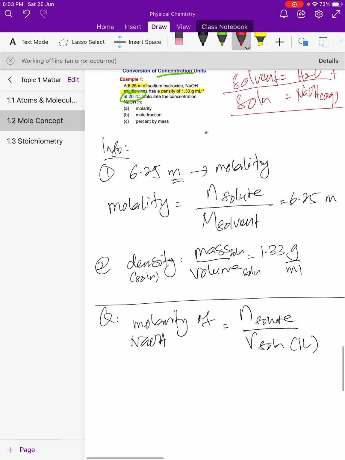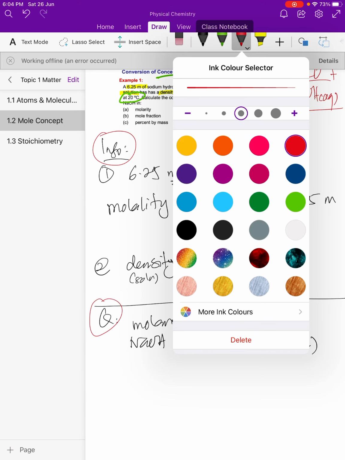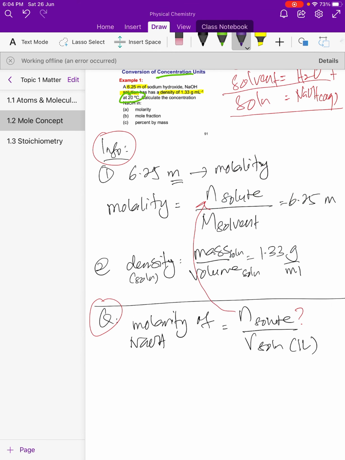All right, now we try to solve this question. So I have to find the mole of solute, and this is my question. I have to find it under the info. So mole of solute we find from here. Right? This is where the mole of solute can be found. How about the volume of solution? Volume of solution can be found from here.